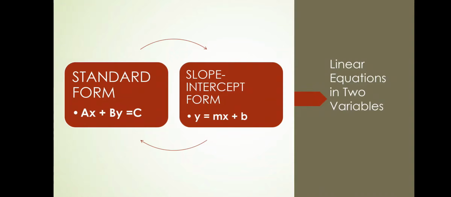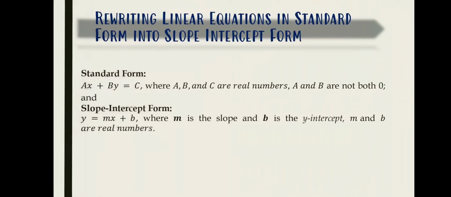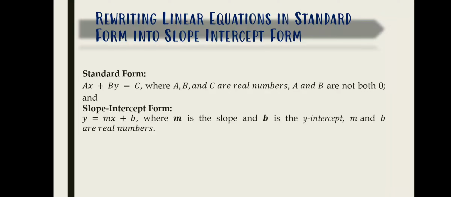Now, let us proceed to our new lesson. We have linear equations in two variables. Linear equations in two variables may be written in two forms. We have the standard form and the slope-intercept form. So our first topic is rewriting linear equations in standard form into slope-intercept form and vice versa.